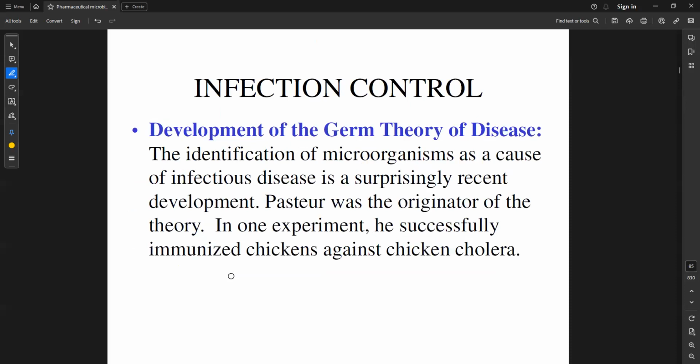So infection control. What is germ theory of disease? The identification of microorganisms as a cause of infectious disease is a surprisingly recent development. Pasteur was the originator of the theory. In one experiment, he successfully immunized chickens against chicken cholera. We know Pasteur for his pasteurization methods, which is superheating liquids, specifically things like milk, so that they become sterile and kill off things like bacteria and fungi that may be found when obtaining the milk in this case.